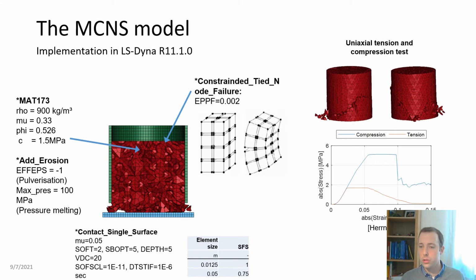Here are some first validations for a uniaxial tension and compression test, and we achieve in compression a failure stress of 5.2 megapascal and in tension 1.73.